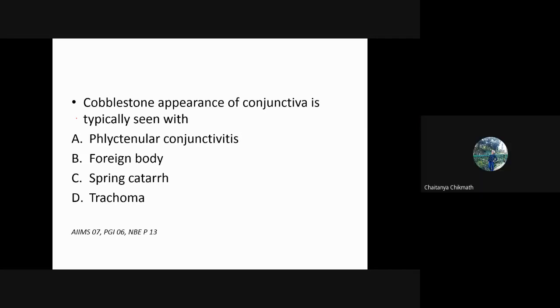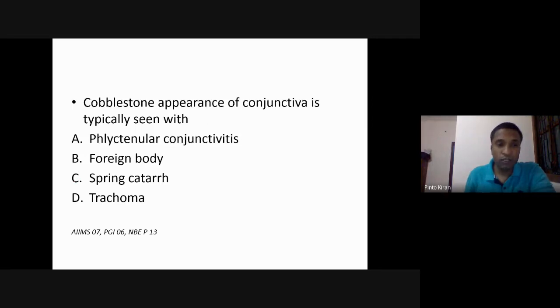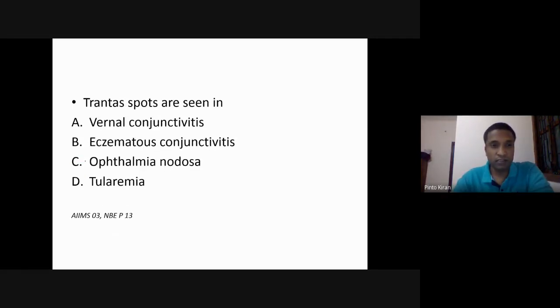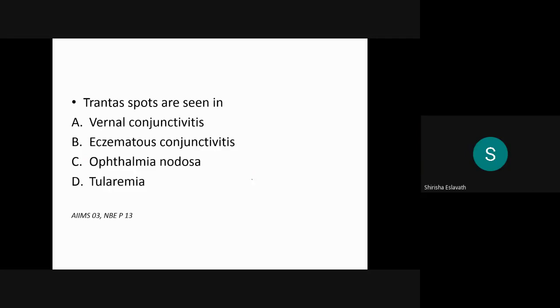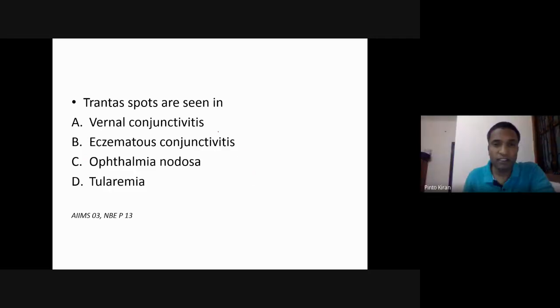Spring catarrh. Very good. If you remember the diagram, you can answer. Trantas spots are seen in vernal conjunctivitis, eczematous conjunctivitis, ophthalmia nodosa, or tularemia. What is the answer? Vernal conjunctivitis.